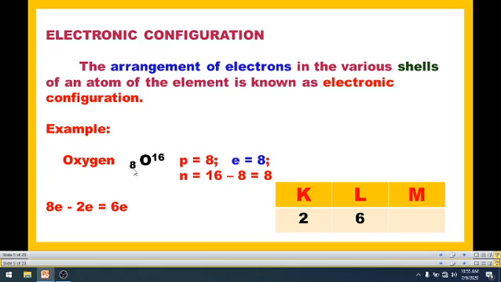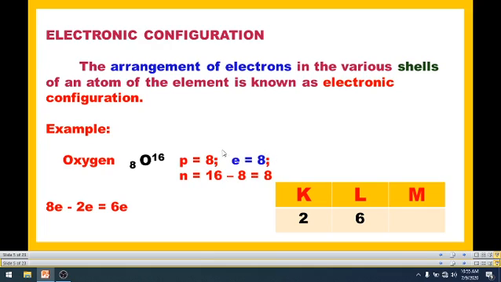Atomic number should be written as a subscript on the left-hand side of the symbol, and mass number should be written as a superscript. Atomic number is equal to the number of protons and electrons. Therefore, oxygen has 8 protons and 8 electrons. To find the number of neutrons, we subtract the atomic number from the mass number: 16 minus 8 is 8. So oxygen has 8 protons, 8 electrons and 8 neutrons.